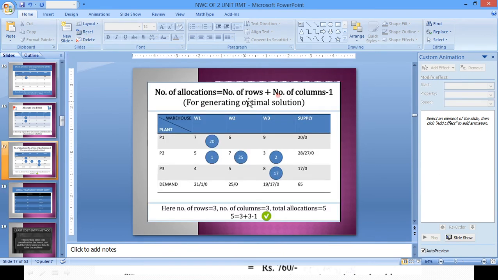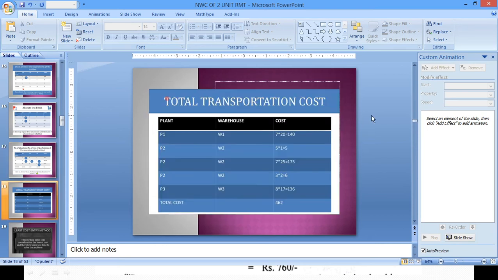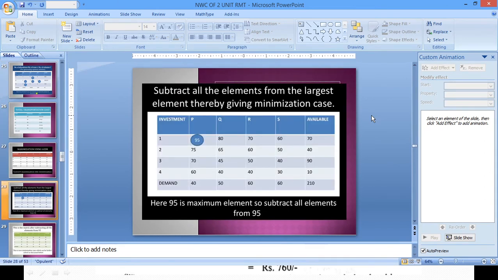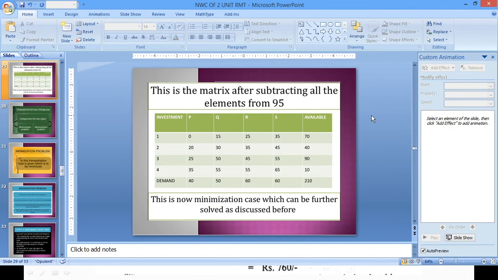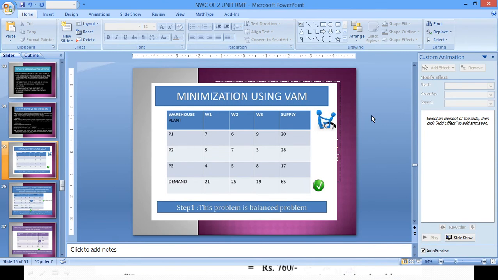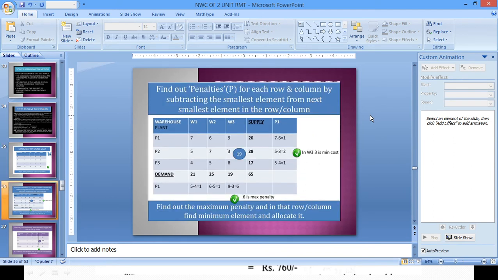So this is what I have said, for a degenerate optimal solution: number of rows plus number of columns minus 1. Under Vogel's approximation method, step by step, you might have forgotten it, that's why I'm showing it again. First thing, you have to find the penalties. Penalty 1 comes under each column and row penalty.